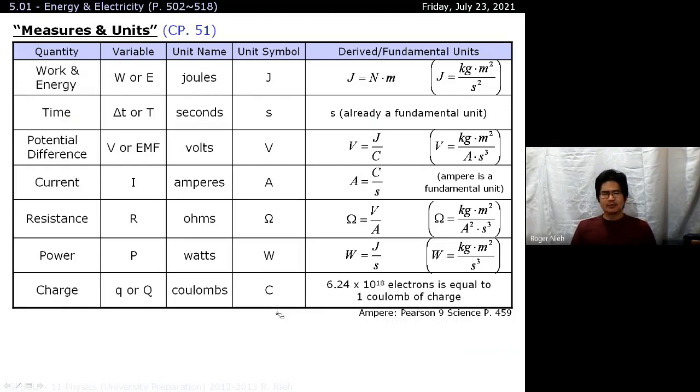I don't know if I said the right number earlier. It's 6.24 times 10 to the 18. If you go back in the recording and I said a different number, I apologize. That should be the right number. So there are 6.24 times 10 to the 18 electrons in 1 coulomb of charge. It's like saying there are 12 eggs in a dozen, except this is a big version of a dozen.